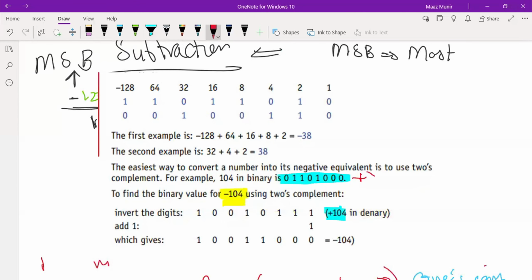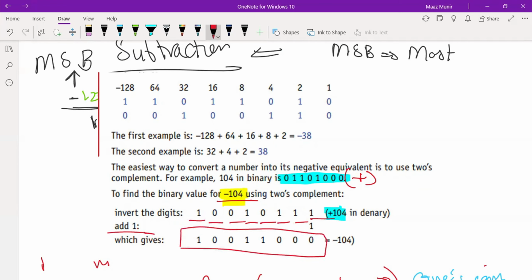Again, positive. To convert it into negative form, we first inverted it. By inverted, I mean flipping the values. You get 1 0 0 1 0 0 0 1 1 1 1, and then we add 1 to it, which gives us this final equation, which is equal to negative 104. So this was exactly what we studied right now.